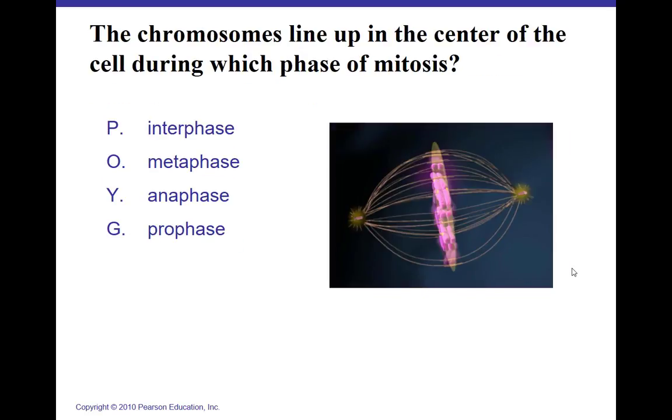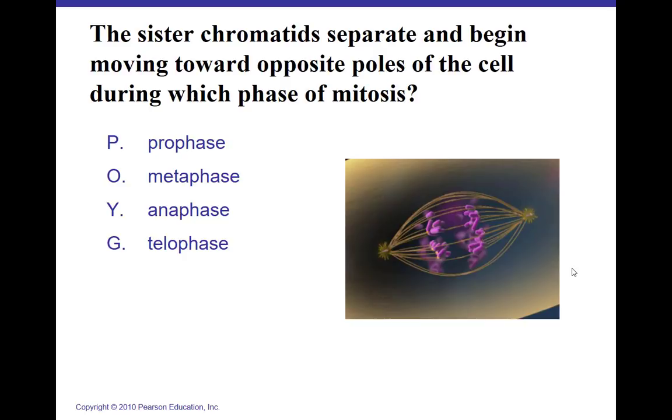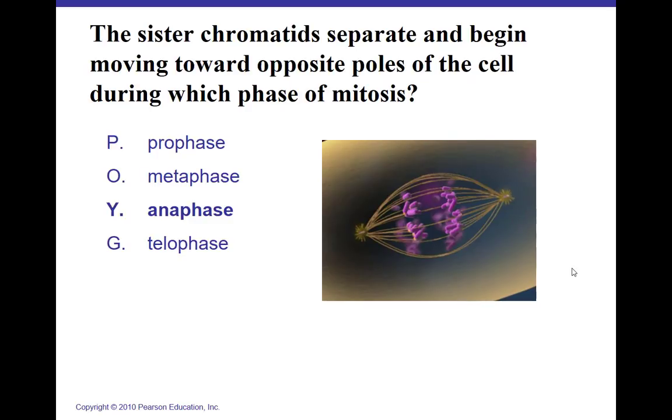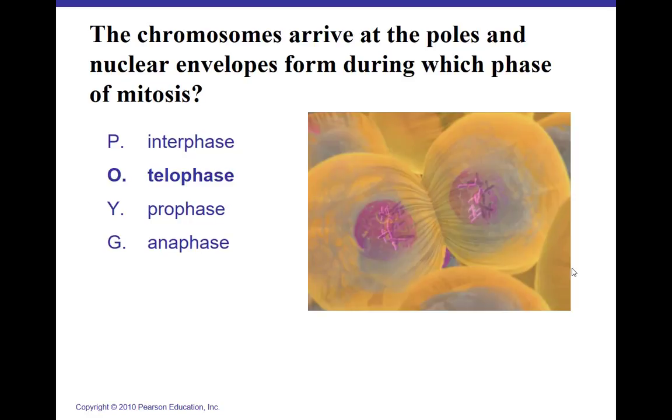The chromosomes line up in the center of the cell during which phase of mitosis? You all got it right away. It is metaphase. They all met in the middle. The sister chromatids separate and begin moving towards opposite sides of the cell during which phase? It is anaphase, which leaves us with this next one. The chromosomes arrive at the poles and the nuclear envelope comes back around during which phase? Yes, it's telophase.